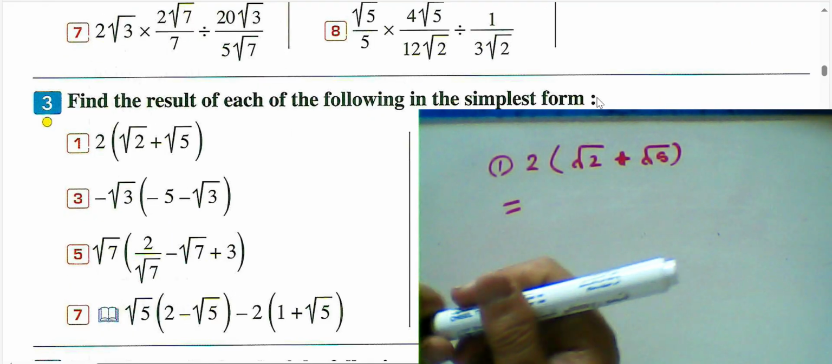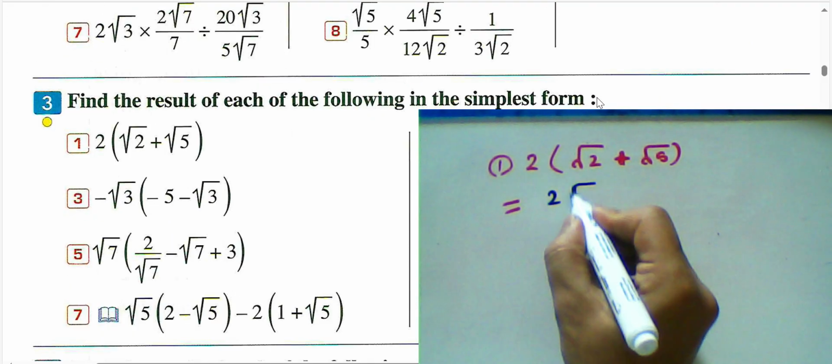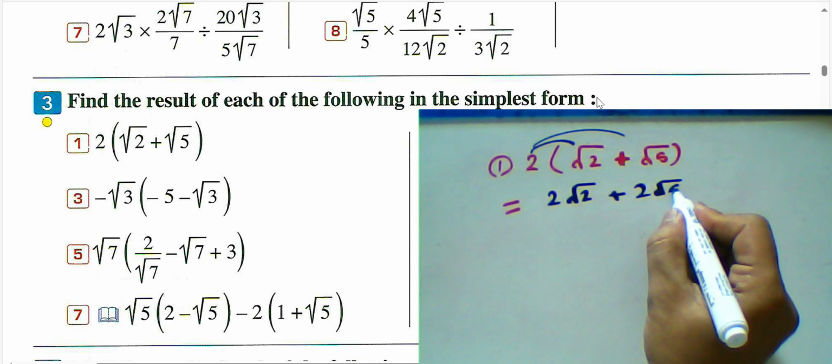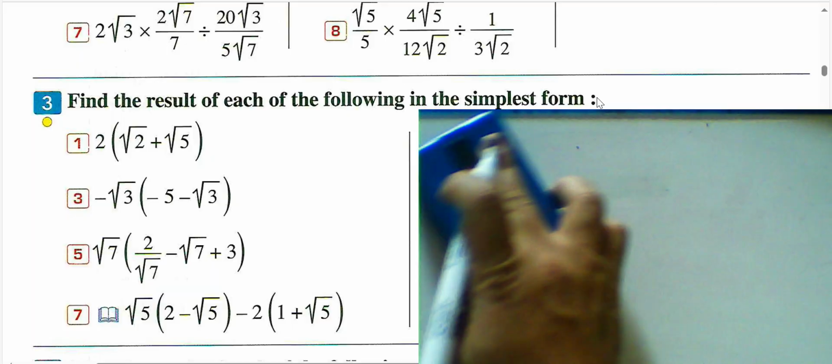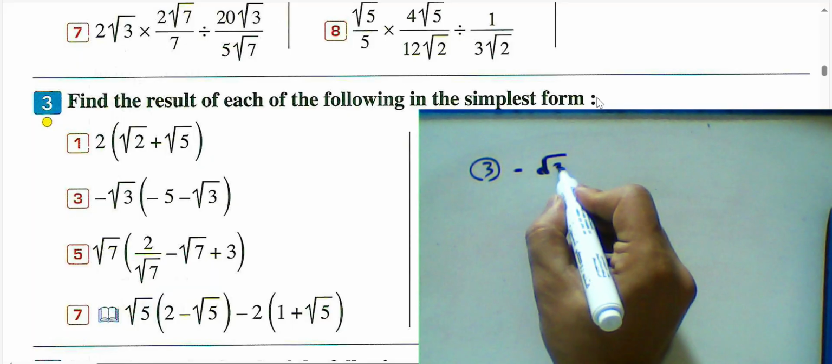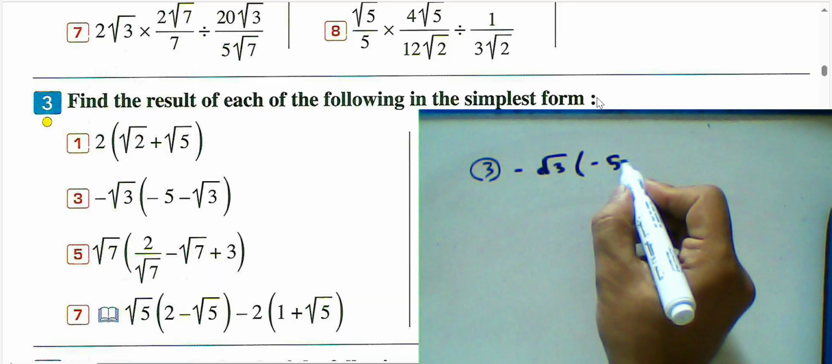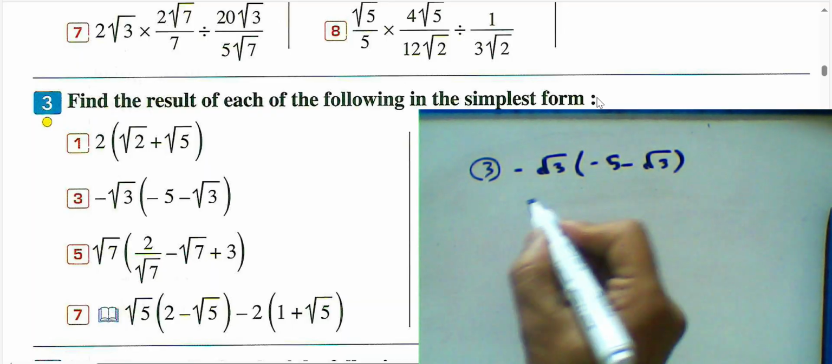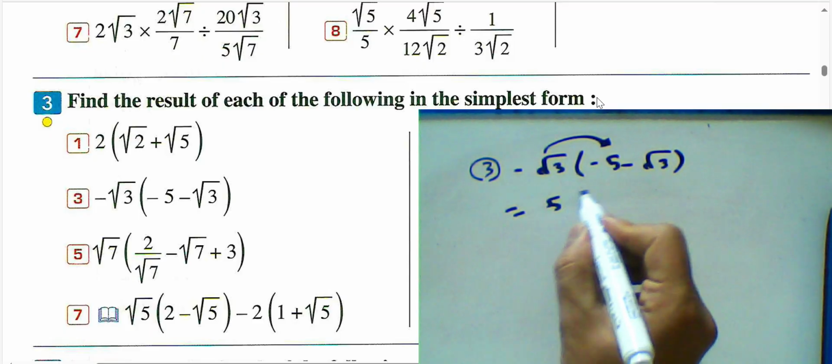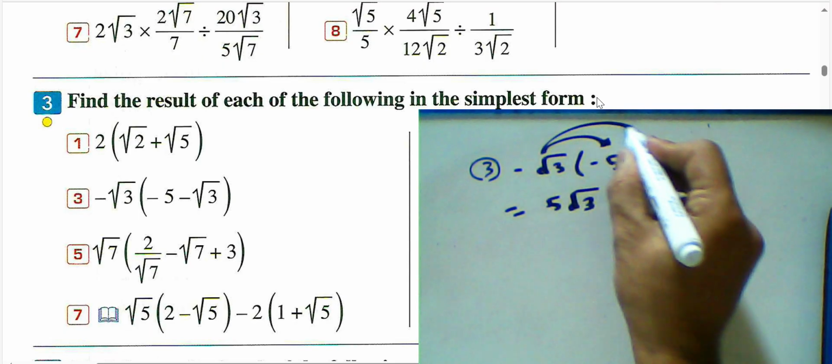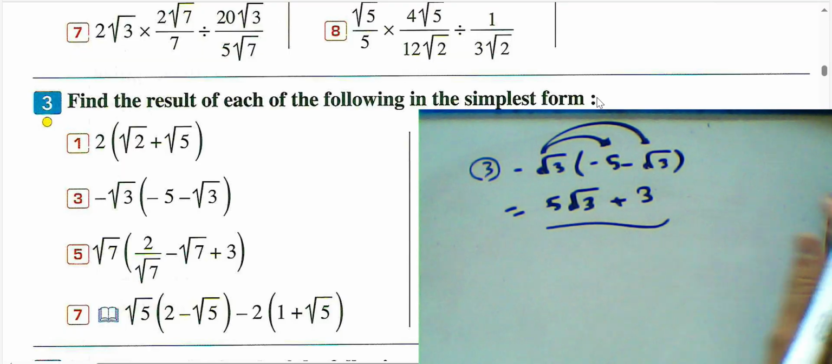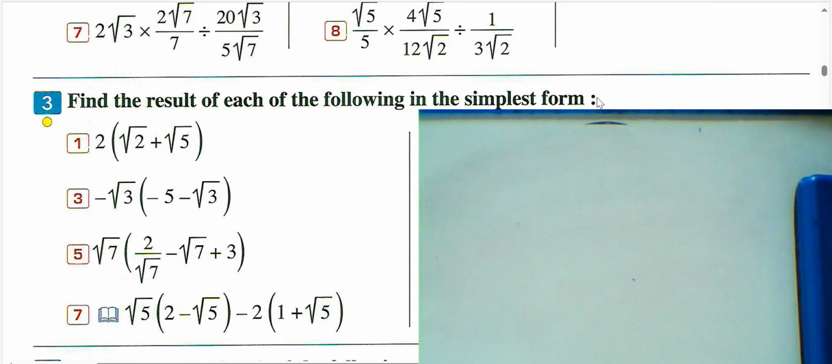Question number 1. 2 product root 2, it will be 2 root 2. And 2 times root 5, it will be 2 root 5. Understood? Question number 3. We have negative root 3 product by negative 5 minus root 3. Negative times negative is positive. Root 3 times 5, it will be 5 root 3. And also negative times negative is positive. Root 3 times root 3 equals 3. And the result will be 5 root 3 plus 3. Okay, this is question number 3.